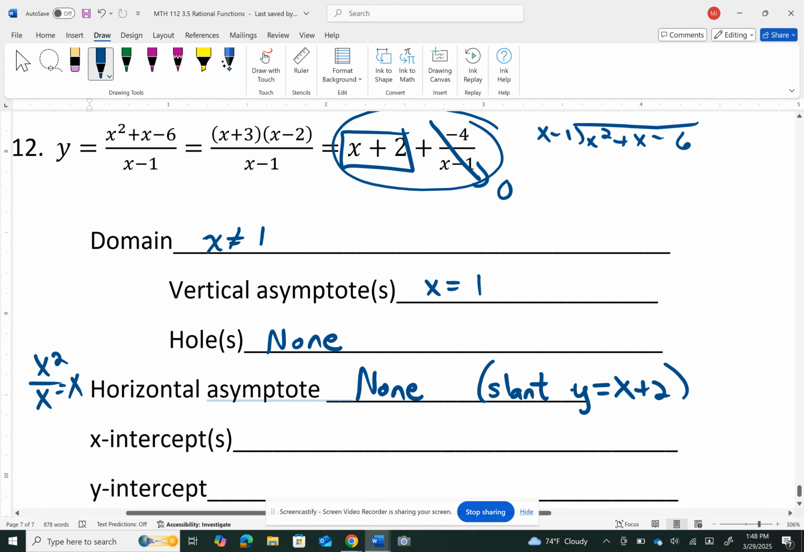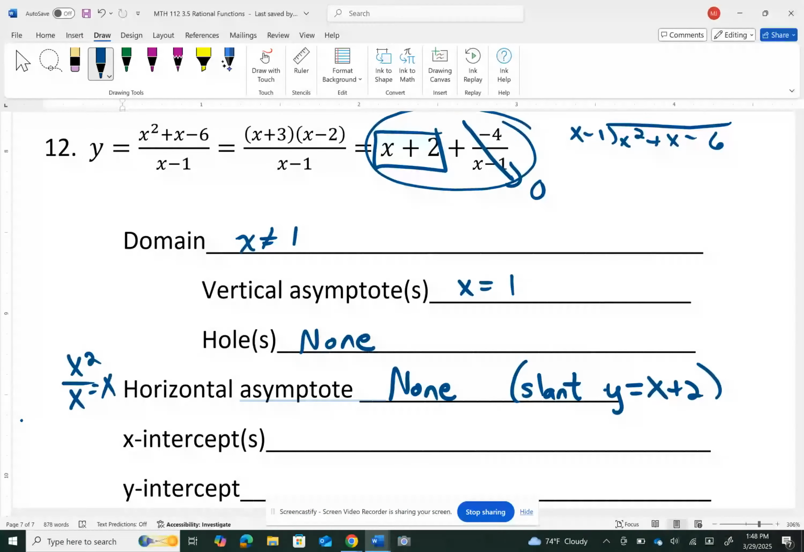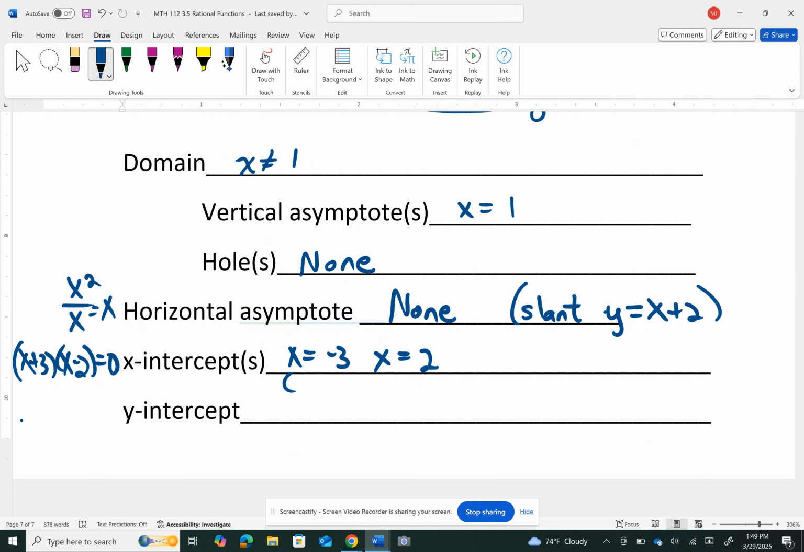All right, so for x-intercepts, we're looking for what causes the numerator to be 0, so what causes x plus 3 times x minus 2 to equal 0. And that one's already factored, so you can tell when x equals -3 or when x equals 2. So you'll have 2 x-intercepts. Okay, and those are really the ordered pairs -3, 0, and 2, 0.